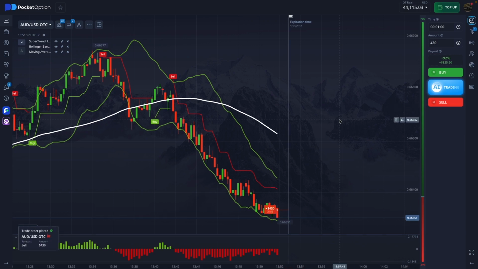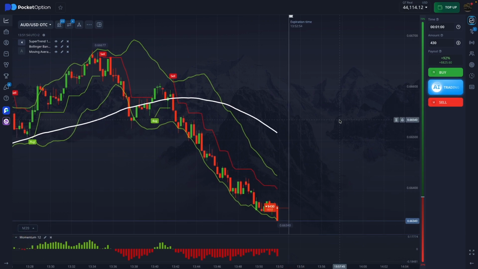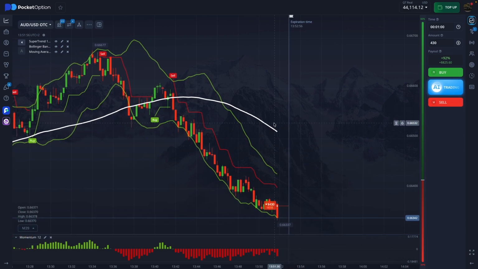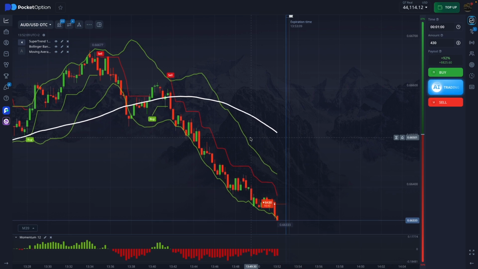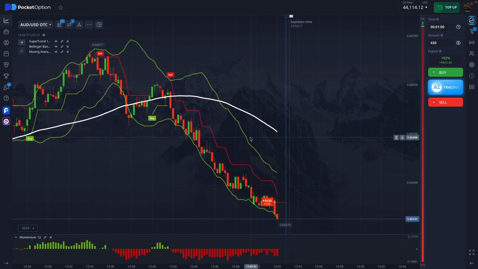So I found a good moment to enter a 1-minute down trade. I checked and saw an active down signal for selling from the super trend indicator. The price hasn't crossed the Bollinger Bands. The momentum indicator shows red bars below the 0 mark, and overall the price is below the moving average. Therefore, I'm watching another open trade.